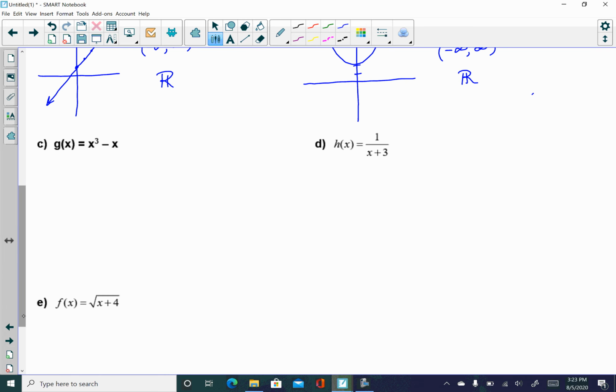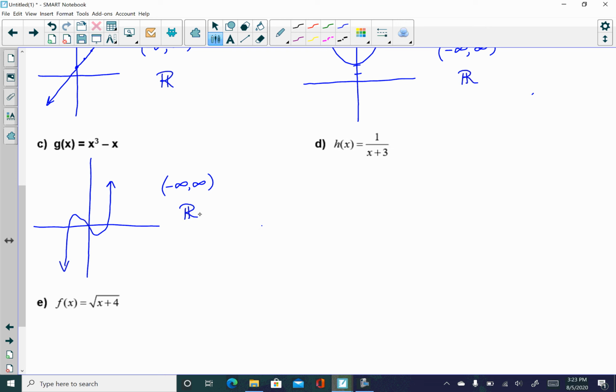Letter C, a cubic function. I'm just going to crank out a little general graph here. It looks something like this. It's not perfect or to scale, but it's something like that. Again, thinking about reading this from left to right, I know it's going down, but as it goes down, it goes left. As it goes up, it goes right. So it's going left and right forever. So again, negative infinity to positive infinity, or all real numbers for your domain.